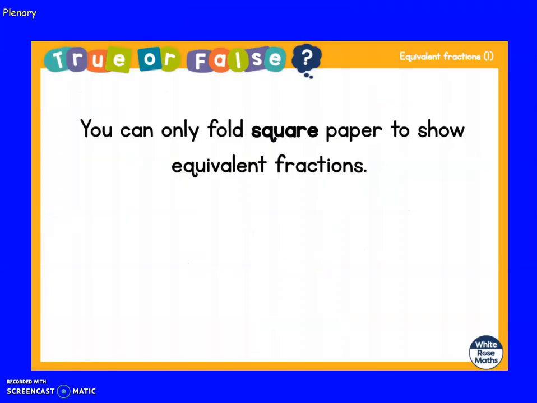I will leave you with another true or false for today. True or false, you can only fold square paper to show equivalent fractions. Email us your thoughts. What do you think?